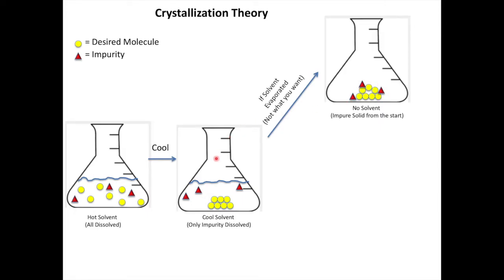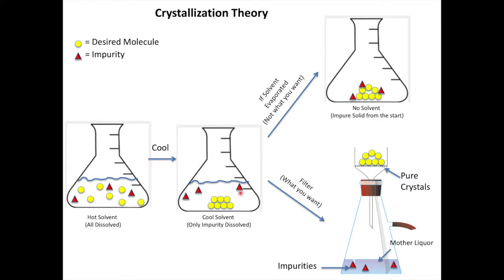What you want to do after you get your desired product crystallized is you want to filter it. Because when you filter it, the large crystals get caught up in the filter paper. But the mother liquor, the ethanol in our case, and the impurities will get sucked through the filter paper, so now they're separated. So that's what we're going to do.